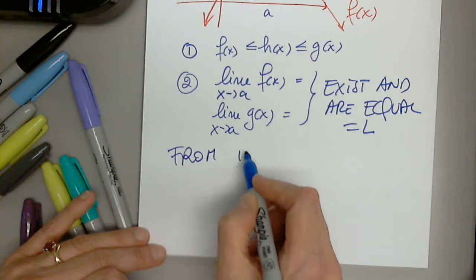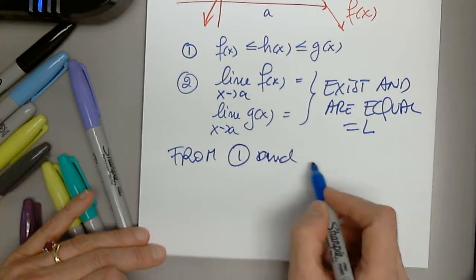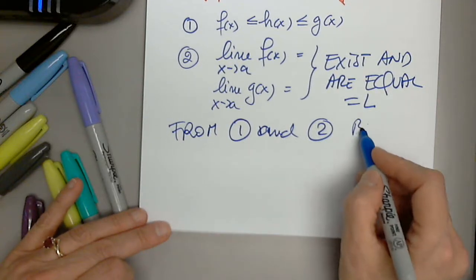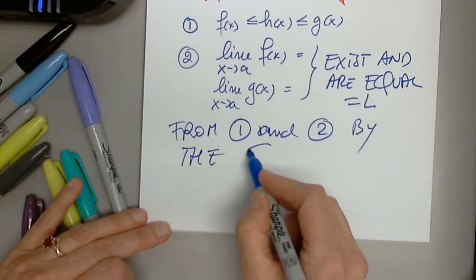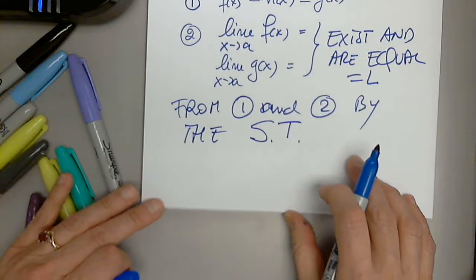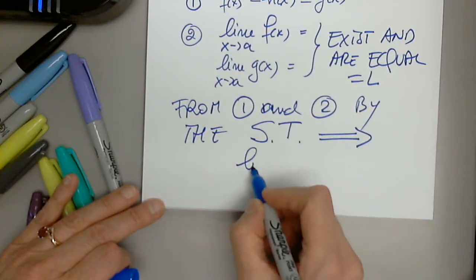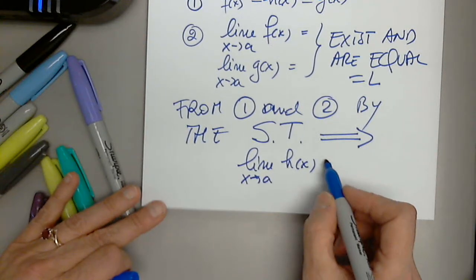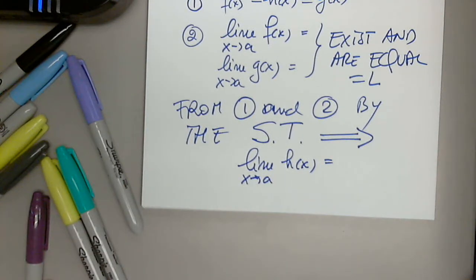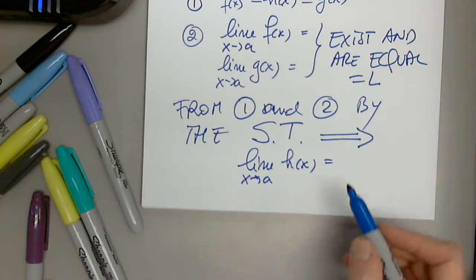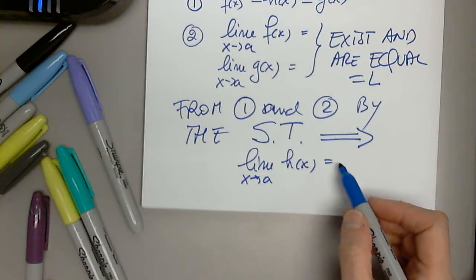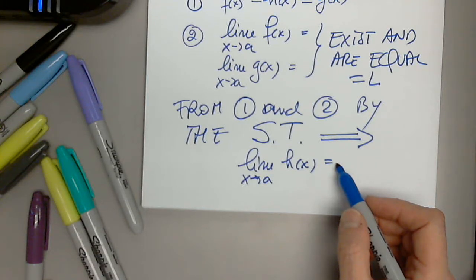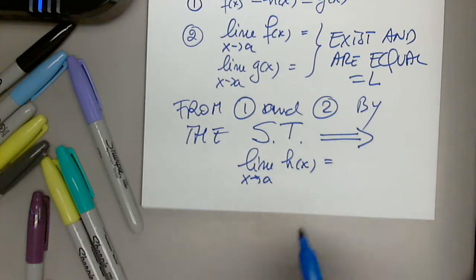From 1 and 2, by the Squeeze theorem, we conclude that the limit of h of x as x approaches a from either side must be equal to L. Thank you.